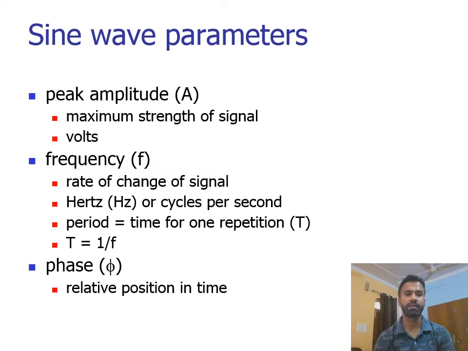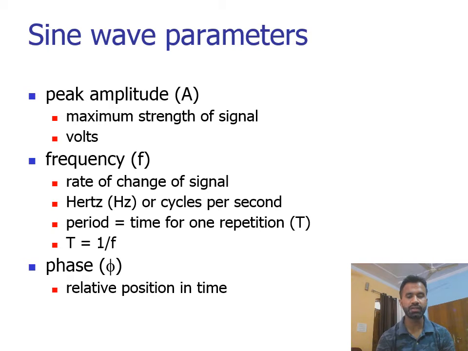Now there are some parameters associated with a sine wave. First one is peak amplitude, which is the maximum amplitude, second one is frequency, and third one is phase. These are the parameters generally associated with the sine wave. Peak amplitude is the maximum amplitude present in the signal or in a waveform. It is generally specified in volts, or it depends upon the system which we are explaining through the sine wave. Second parameter is the frequency.